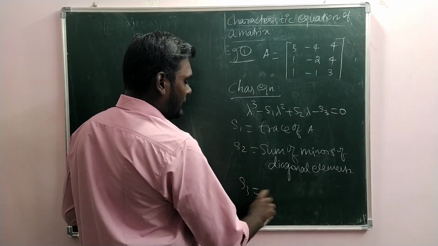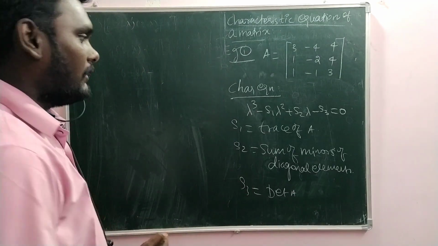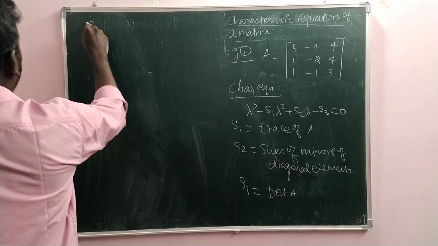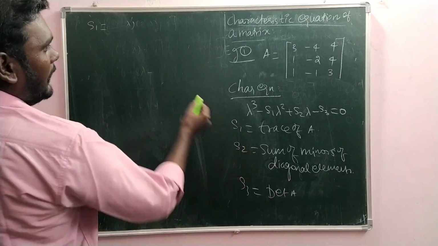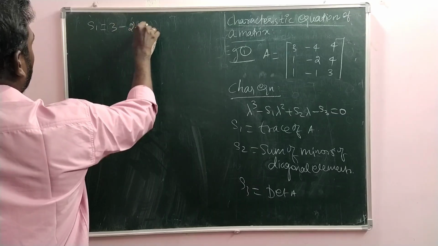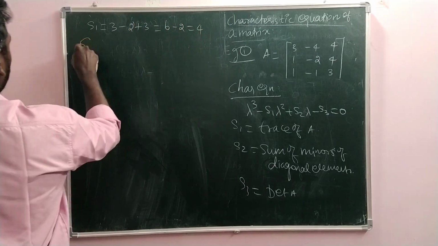Okay. And S3 is simply the determinant of A. Now calculate these three values, substitute in the equation, everything will fall in place. So this S1 is what? Trace of A. Add these two: 3 minus 2 plus 3. So we'll get 6 minus 2, 4.